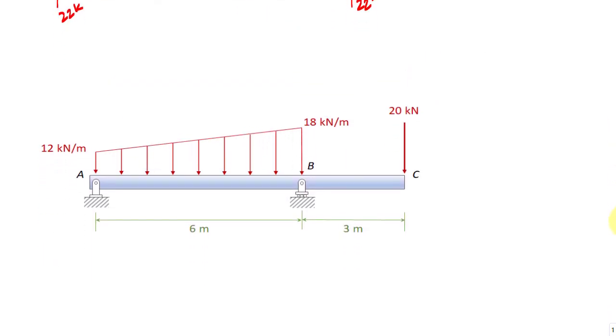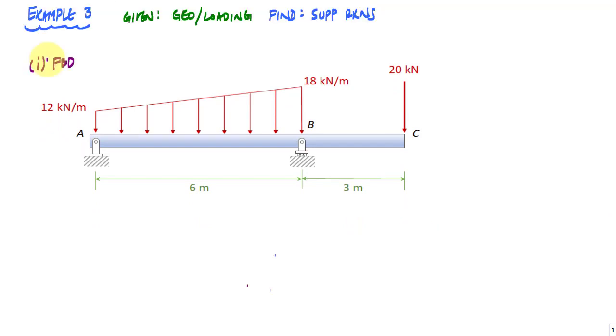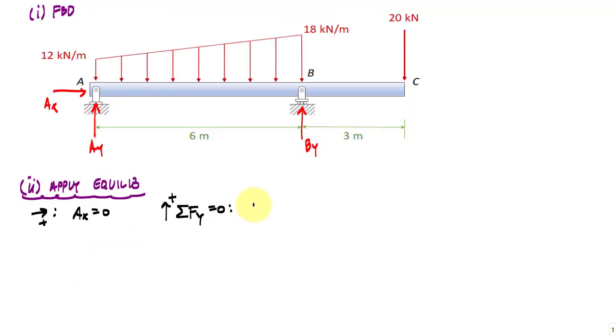This example is a little bit more complicated. It's got this linearly distributed load that looks like a trapezoid. I've got a pin support at A and a roller support at B, and those are my support reactions. I'm going to apply my equilibrium equations. From sum of the forces in the horizontal, I know right away AX is 0. And let's see here, I'm going to apply sum of the forces in the vertical. Going left to right, I've got AY.